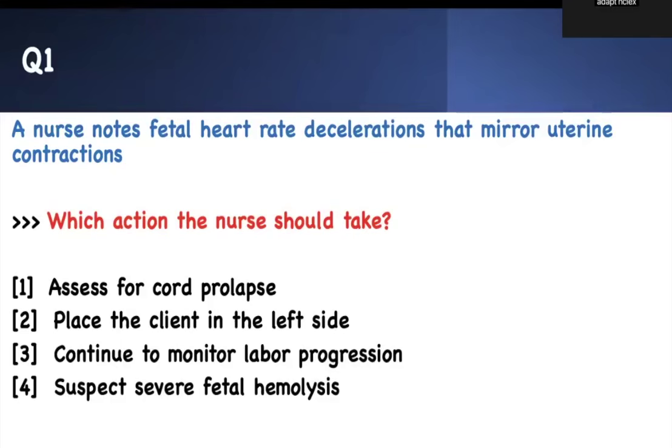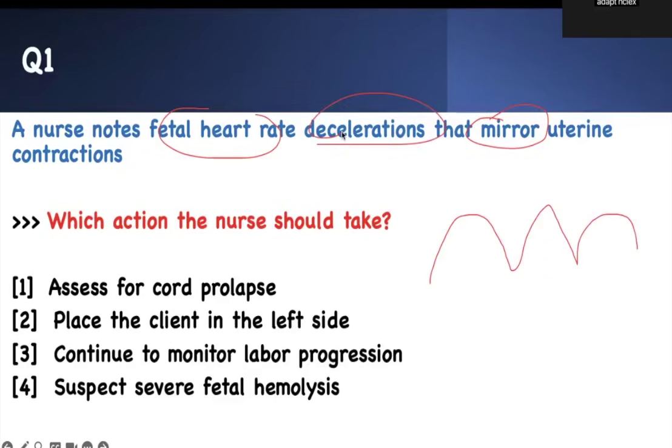And let's note fetal heart rate deceleration that mirror uterine contraction. That is the buzzword. Which action the nurse should take? What do you think? Which action the nurse should take? Before you answer the question, how do you answer questions? Step back. Don't pick an answer. Go for the buzzword so that you understand what the examiner is asking you. The question says the fetal heart rate. Why did I put mirror? Mirror uterine contraction. That means if this is uterine contraction, the fetal heart rate is going to do the same.